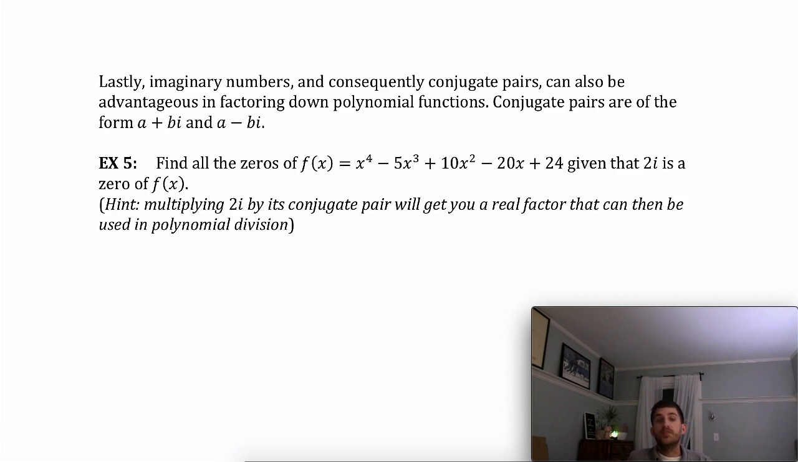So we're asked to find all the zeros of f of x equals x to the fourth minus 5x to the third plus 10x to the second minus 20x plus 24, given that 2i is a zero. So one hint is that multiplying 2i by its conjugate pair is going to help you get a real factor.